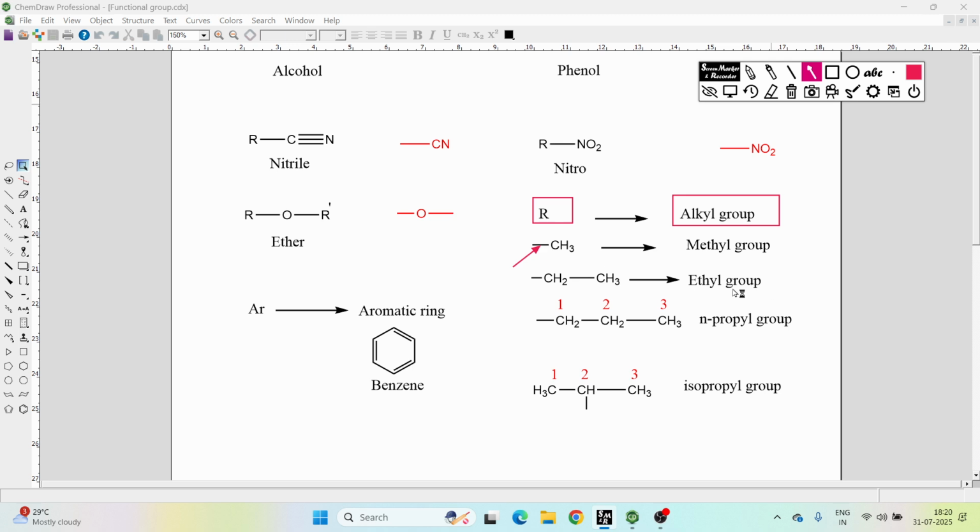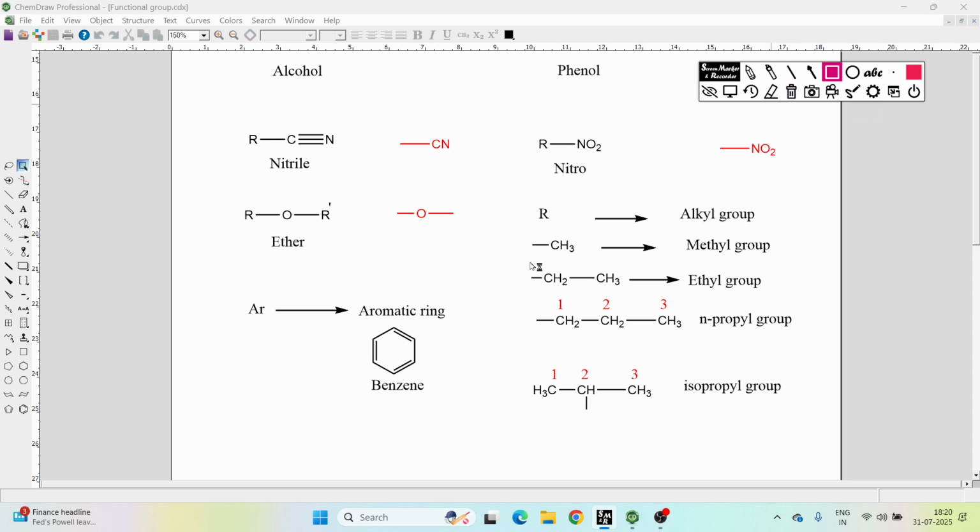We have another group which you call the ethyl group. The total number of carbon atoms here is 2, C2H5. Can you see this? I am talking about this group now.